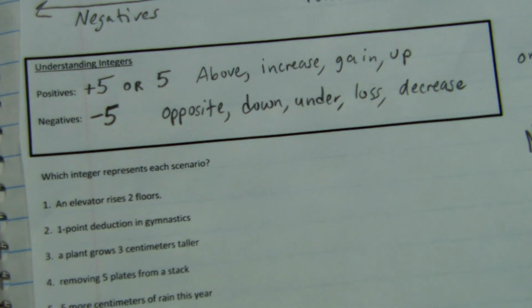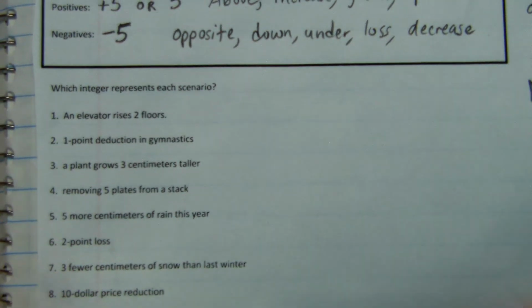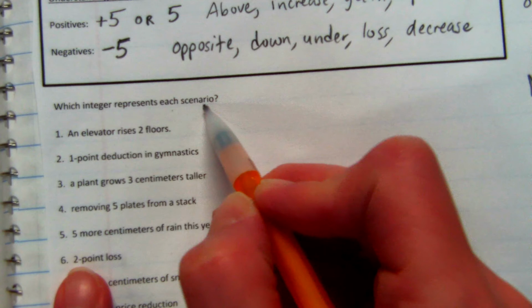But these are the types of words we look at when they're being asked what integer you could use to represent something in real life. This is how we decide if it's something positive or something negative. So the main thing we're going to look at today is just assigning an integer to a situation. So it says up here, which integer represents each scenario?